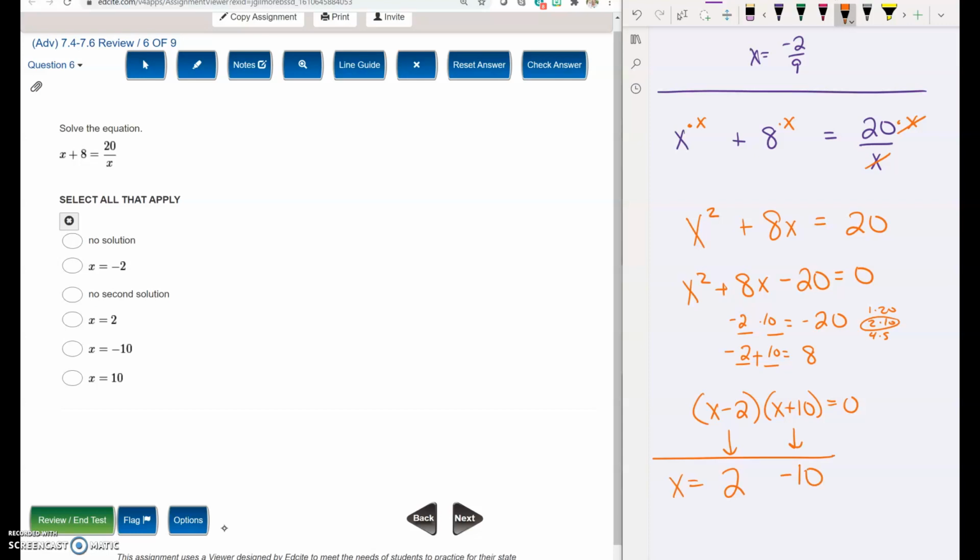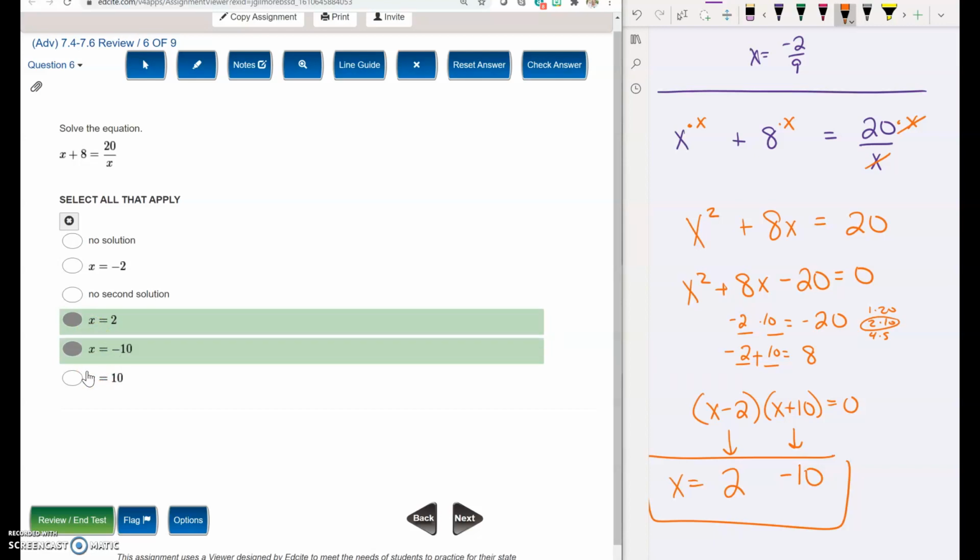X equals positive 2 and negative 10. And notice this problem is a select all that apply. So x equals 2 and x equals negative 10. And I want to take a moment to explain the other solutions that exist here. Remember we have to check to see in the original problem, would 2 make a denominator equal 0?